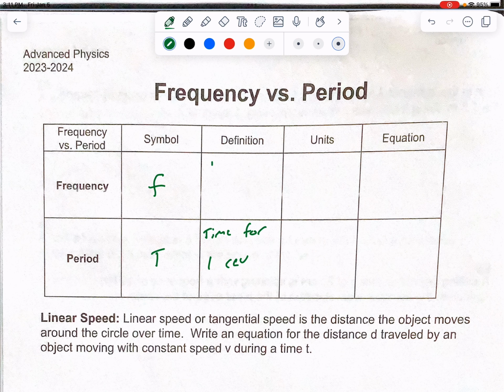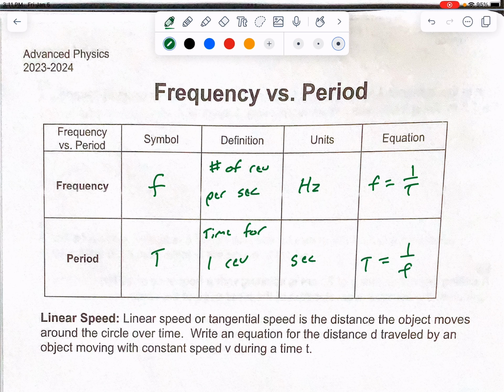And frequency is going to be the number of revolutions per second. So how many revolutions were there in that 1 second of time? Now your units for frequency is going to be hertz, and your period is going to be time, which is going to be in seconds. Your equation for frequency is f equals 1 over T. And since they are inverses of each other, technically T equals 1 over f.